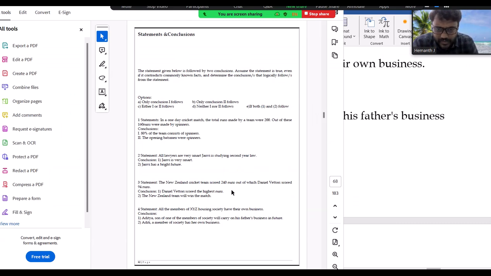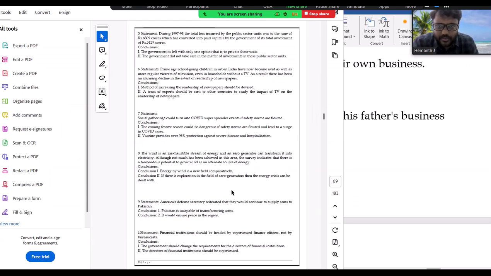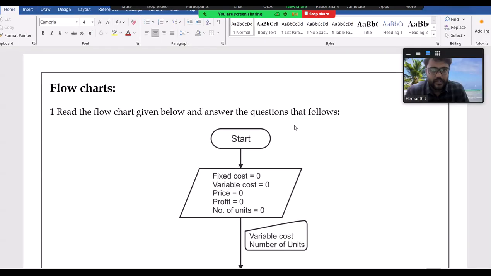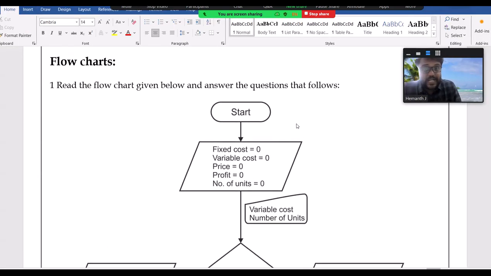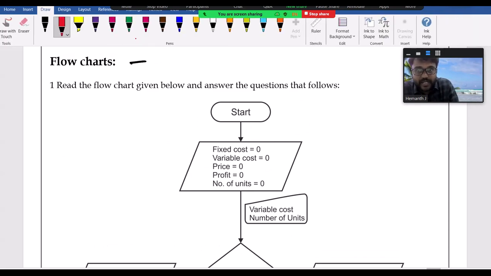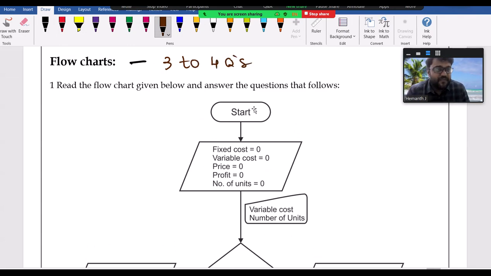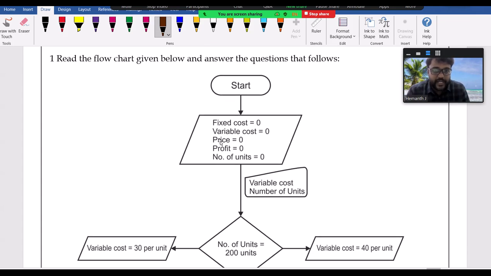Next one should be during 1997. In flowcharts, they're asking 3 to 4 questions, and we need to focus more on flowchart-related stuff. Here, if you see the first question, we need to start and give the input. Fixed cost, variable cost, price, profit, all we are setting as zero.